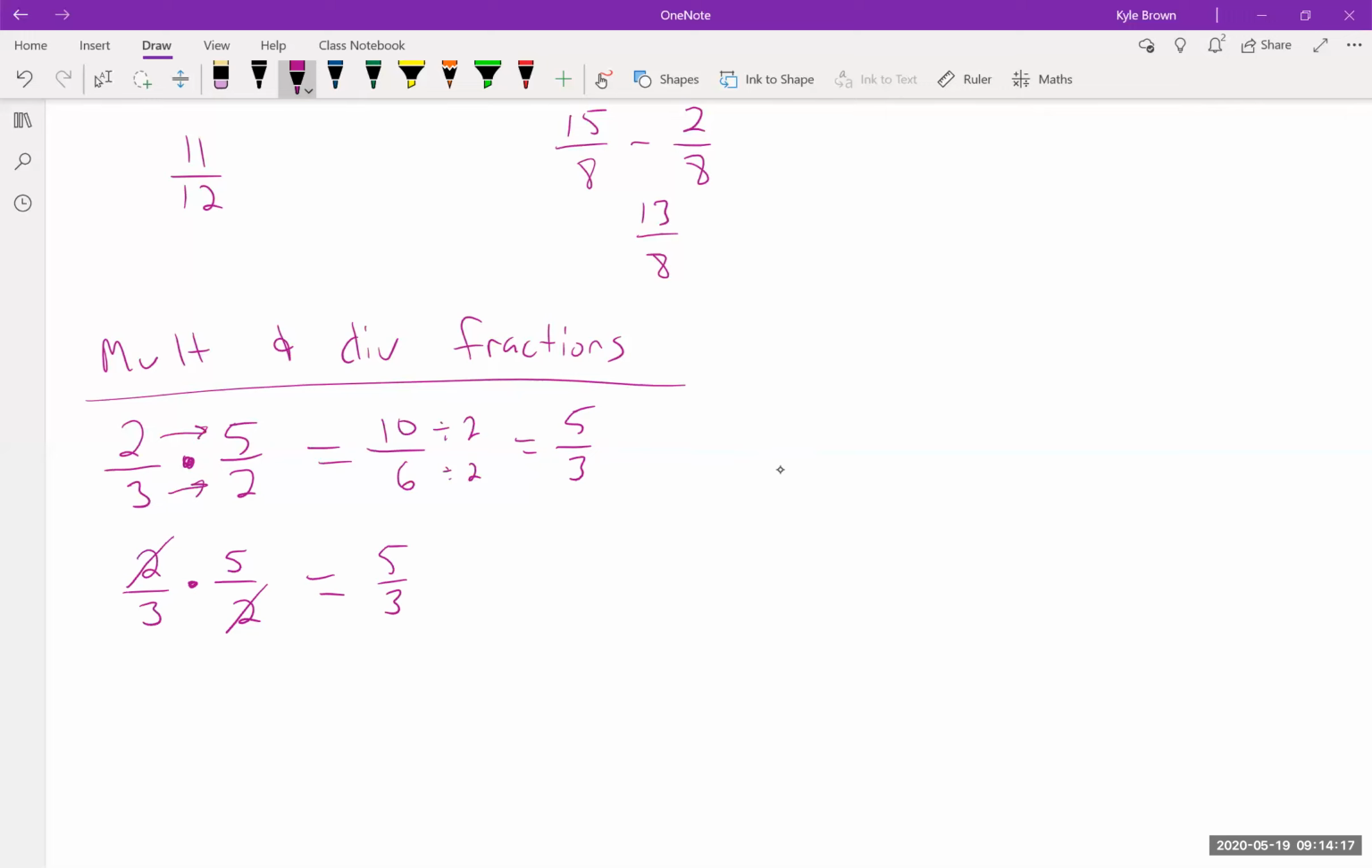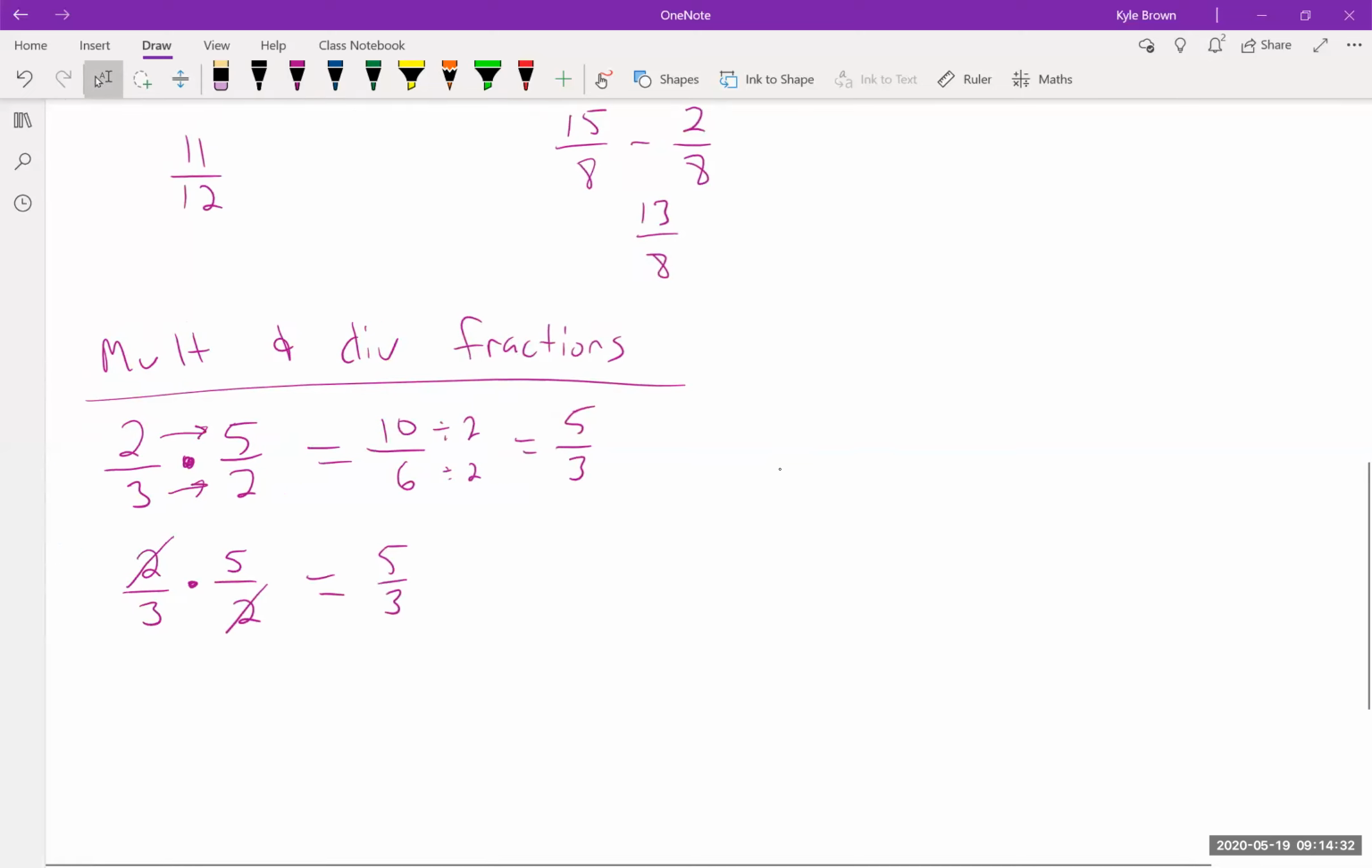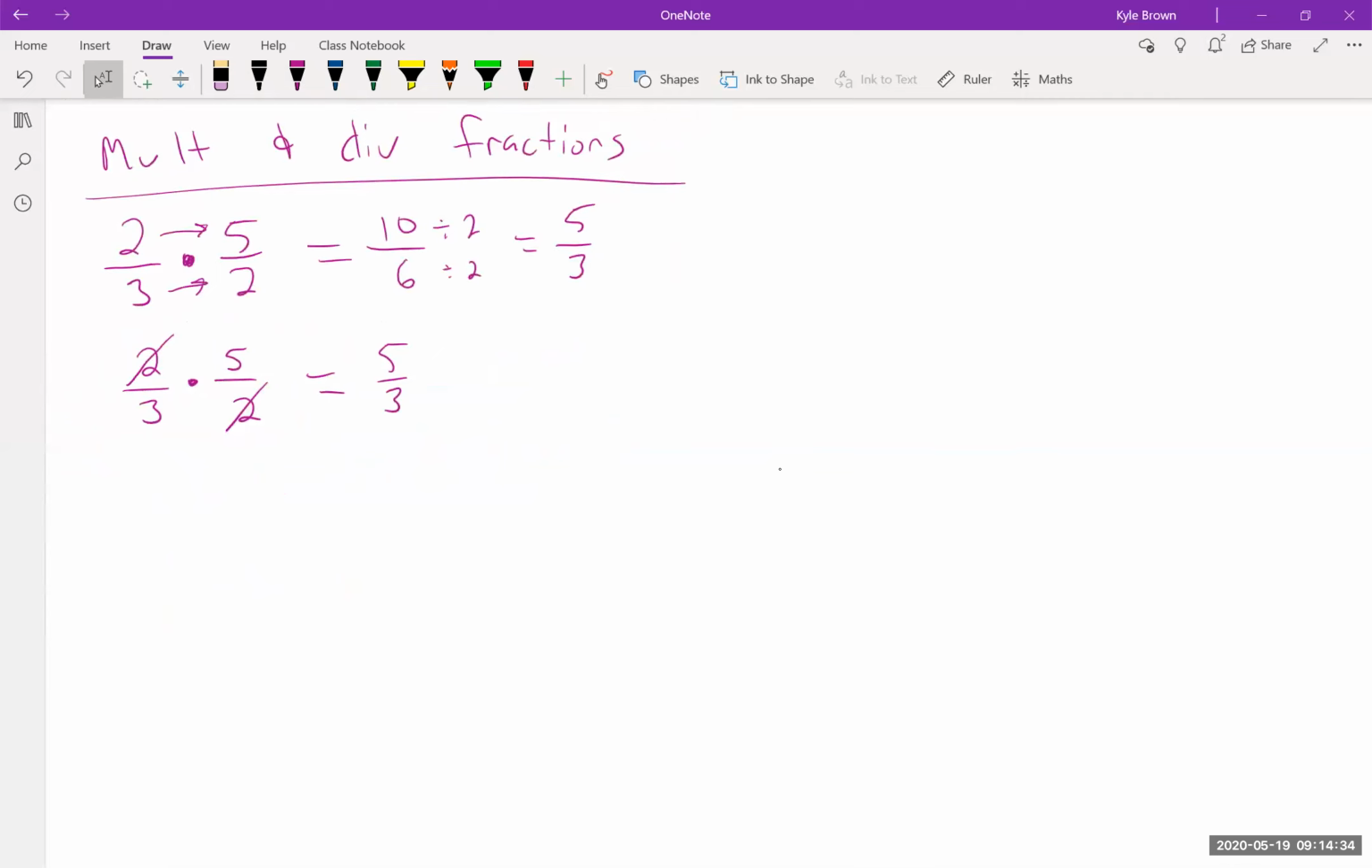We do that method a lot more next year, in grade 11 and grade 12. If you can do it this way, you'd like to do it that way. So multiplying and dividing are almost the same, it's almost as easy. So let's say now we had 4 over 3 divided by 5 over 6.